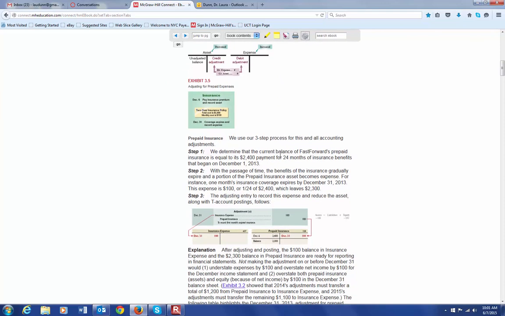Okay, here's an example. Prepaid insurance. Here's our three-step process. We determined that the current balance of Fast Forward's prepaid insurance is equal to the $2,400 payment for 24 months of insurance benefits. So on December 1st, they paid $2,400 for prepaid insurance. That's going to cover them. That's the premium for 2 years. So at the end of December, they've only used up $200 of the $2,400 that they paid.